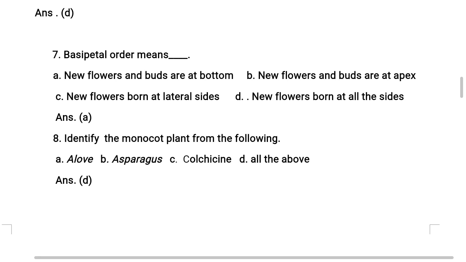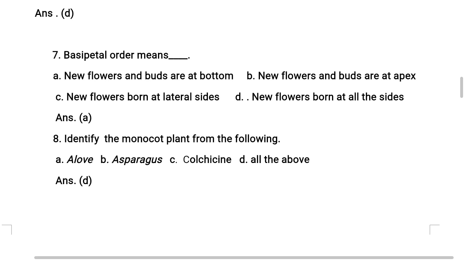Option A, new flowers and buds are at bottom side. Option B, new flowers and buds are at apex side. It means top region. Option C, new flowers born at lateral side. Option D, new flowers born at all the sides. So basic petal succession arrangement of flowers is option A, new flowers and buds are at bottom side.